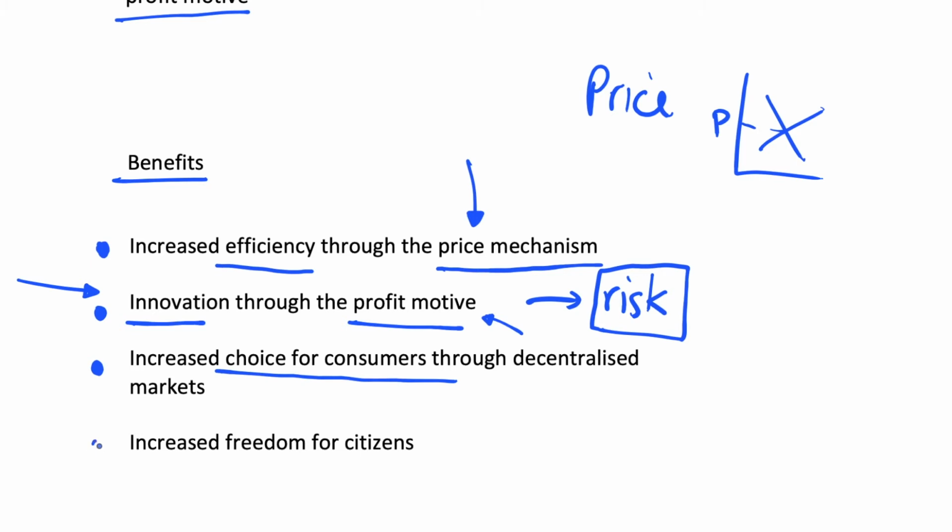And so the fourth benefit will come from increased freedom for citizens. We tend to see with free market economies, because it's all decentralized and individuals can make their own businesses, they can demand their own goods and have increased choice.